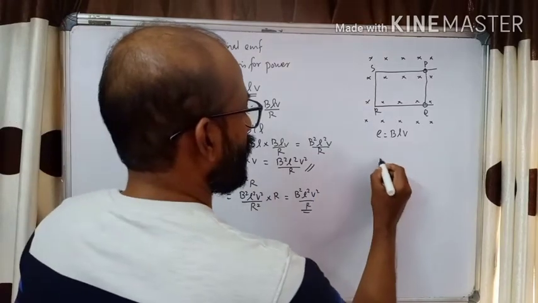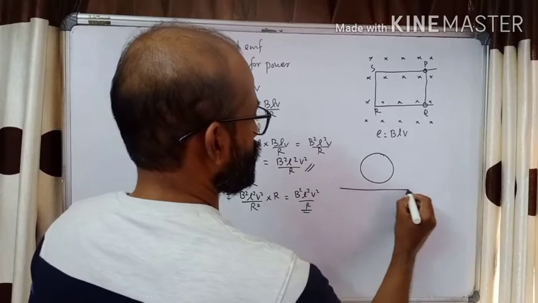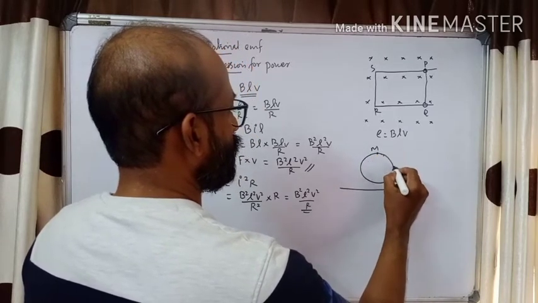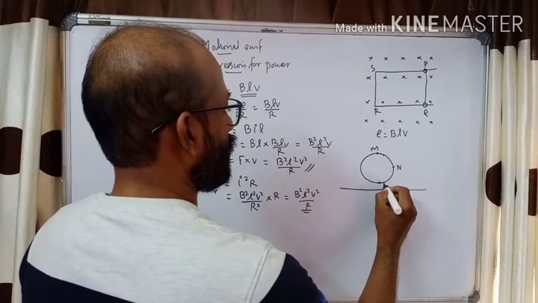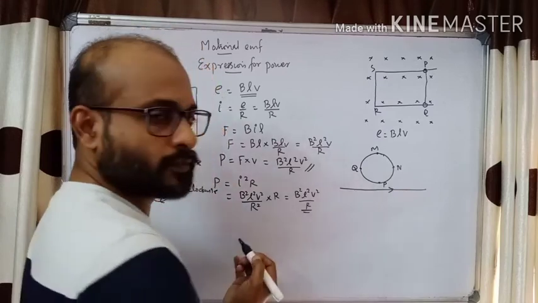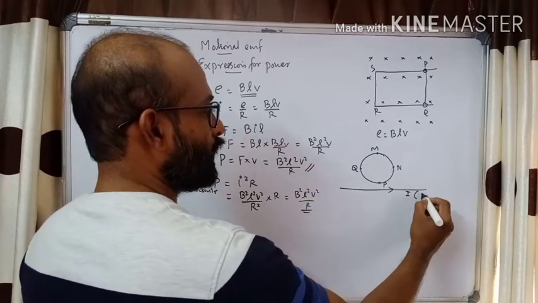Okay, we will see another type of question. We have a circular loop and we have a conductor. The circular loop I can name M, N, P, Q. The current is flowing in this conductor in this direction. Let I be the current, and let the current I increase.